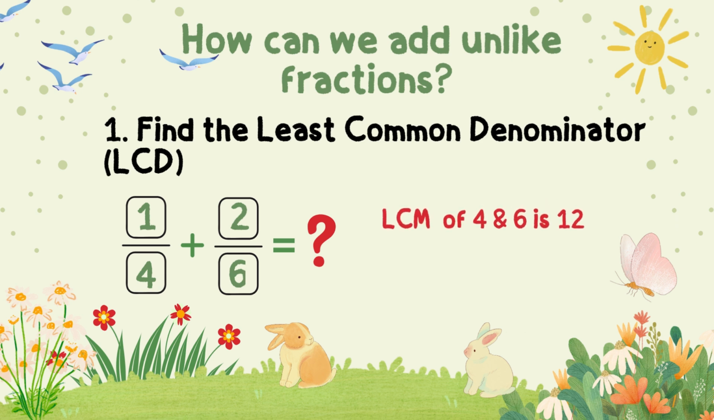In this example, we have 1 out of 4 plus 2 out of 6. As you can see, the denominators are 4 and 6. The smallest number that both can divide into is 12. So, we convert both fractions to have 12 as the denominator. So how do we do that?